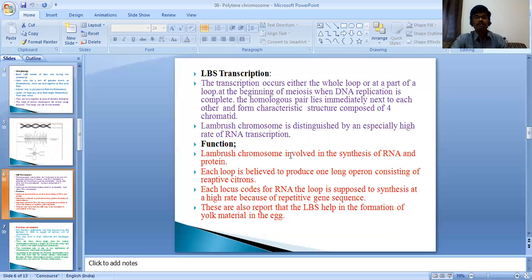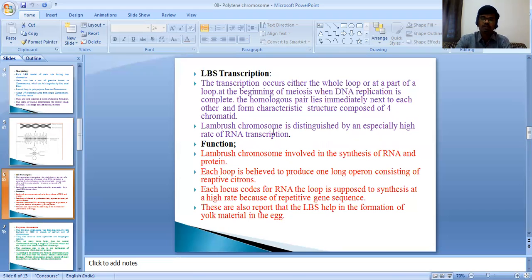Lampbrush chromosome transcription. The transcription occurs either in the whole loop or at part of the loop. At the beginning of meiosis, when DNA replication is complete, the homologous pairs lie immediately next to each other and form characteristic structures composed of 4 chromatids. Okay. The lampbrush chromosome is distinguished by a special high rate of RNA transcription. या लॅम्ब्रस क्रोमोझोम्स special high rate कशाचे म्हणजे RNA transcription.